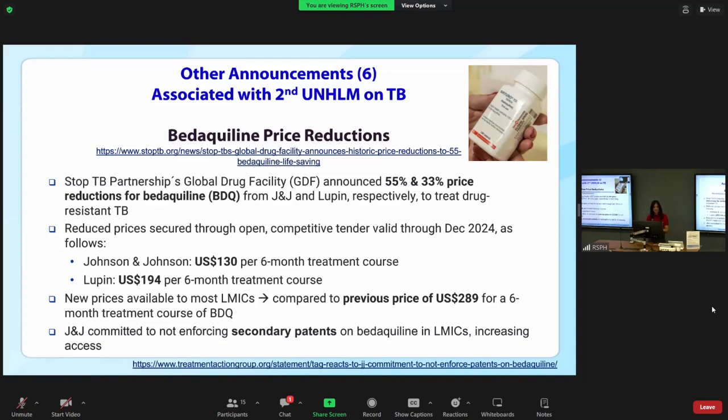And the other important thing that came around the time of the high-level meeting was that J&J agreed to non-enforce secondary patents. So their primary patent had expired in July, and there was a lot of advocacy and public pressure to have them non-enforce a secondary patent, which means that access for patients is much easier.